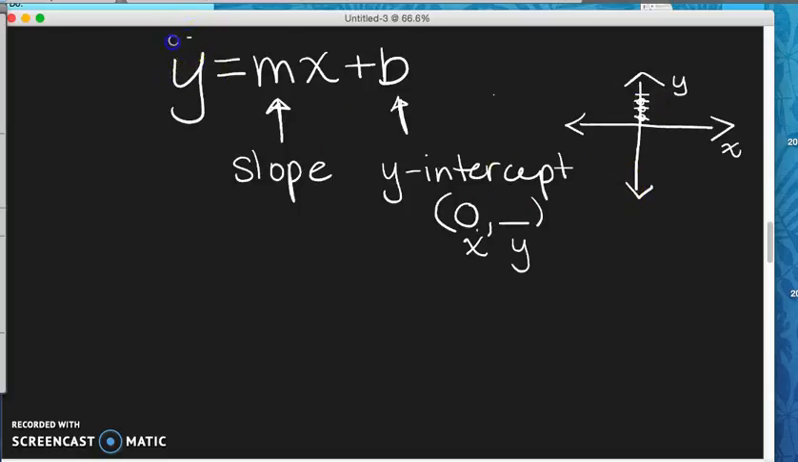The x and the y in your equation are just your variables that you will use to evaluate a situation when you're using your equation. So let's start looking at some examples.